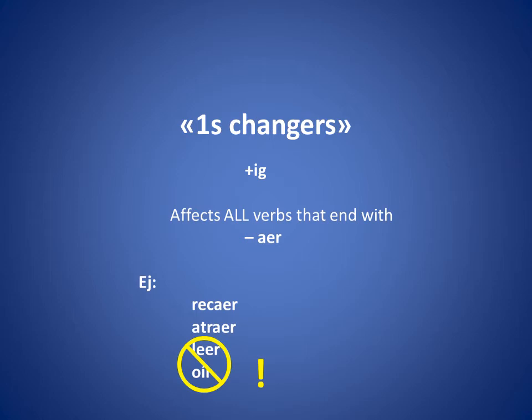You might be confused because you think, well, oír, doesn't that have a G in the yo form? And you are correct, it does, but oír has some other anomalies, and you really just have to memorize the conjugations of the verb oír by themselves.